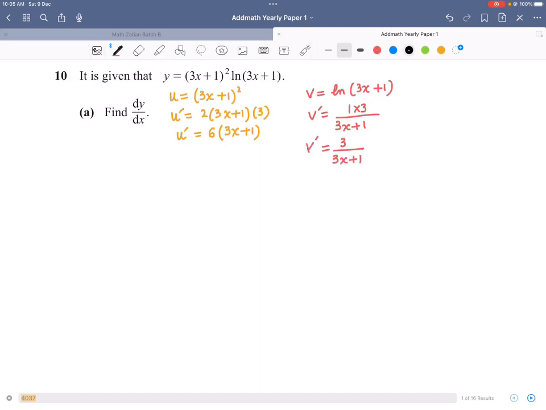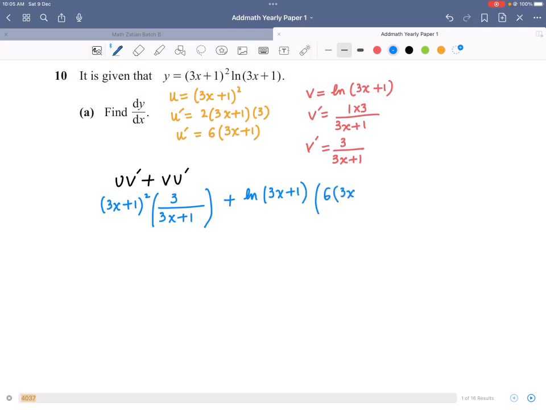Now we need to apply the working formula, which says u times derivative of v plus v times derivative of u. Placing values here. So u is what? u is (3x plus 1) whole square. Derivative of v is 3 divided by (3x plus 1), plus v is ln of (3x plus 1), and the derivative of u is 6 times (3x plus 1).